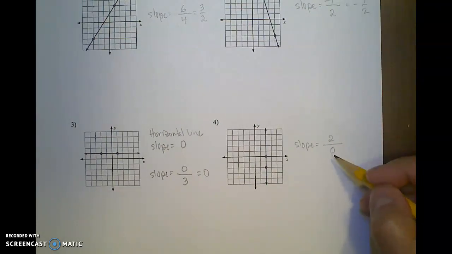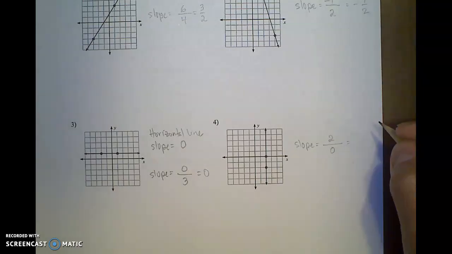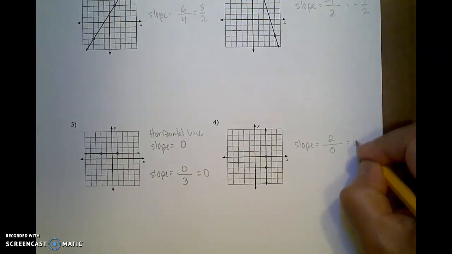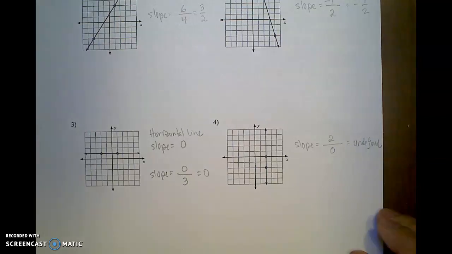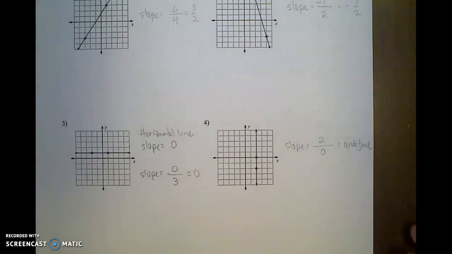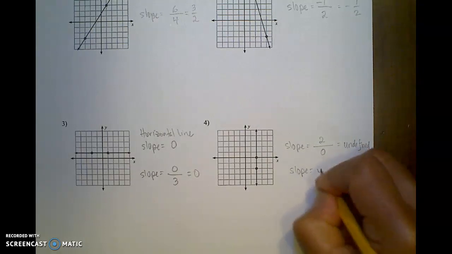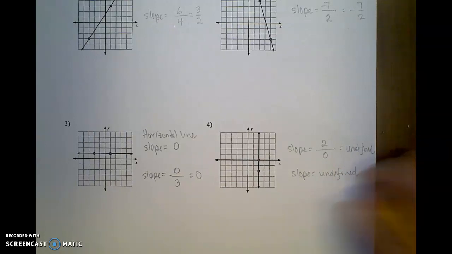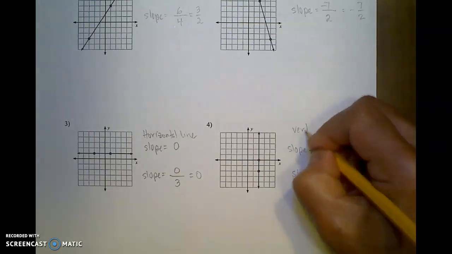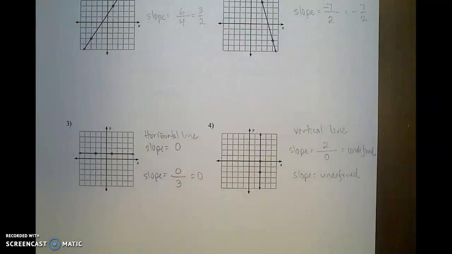2 divided by 0 is not reducible. Reminding you again, if you divide by 0, your calculator is going to tell you there's an error message, because anytime you divide by 0, that answer is undefined. Okay, so again, the slope is undefined. And again, this is a vertical line, and all vertical lines have an undefined slope.